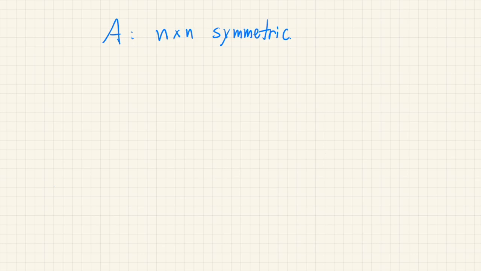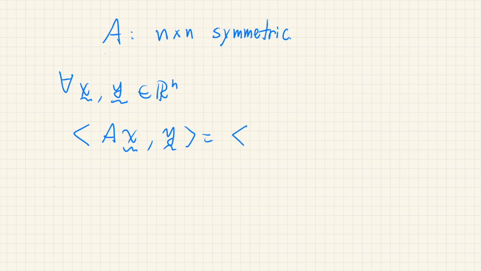Okay, so the first property we study about symmetric matrices is this. Let A be an n by n real symmetric matrix. Then for any n-dimensional vectors x and y, we have the following: the inner product between Ax and y is equal to the inner product between x and Ay. So that means the place of A can be switched.